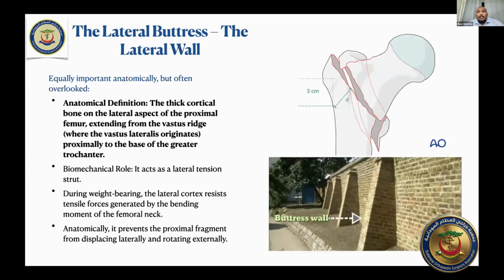The other pillar is the lateral pillar, which consists of the lateral femoral cortex, the thick cortical bone of the lateral aspect of the proximal femur, extending from the vastus ridge proximally to the base of the GT. The biomechanical role of the lateral wall is to act as a lateral tension strut. During weight bearing, the lateral cortex resists tensile forces generated by the bending moment of the femoral neck. Anatomically, it prevents the proximal fragment from displacing laterally and also prevents external rotation.